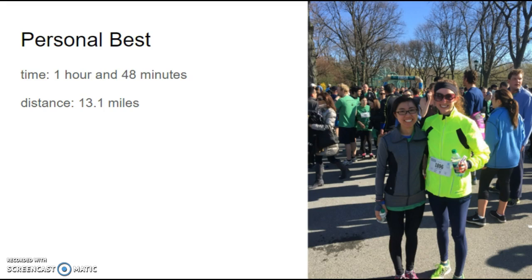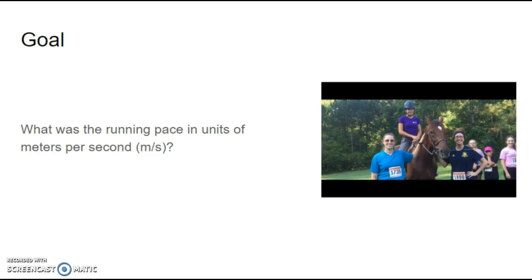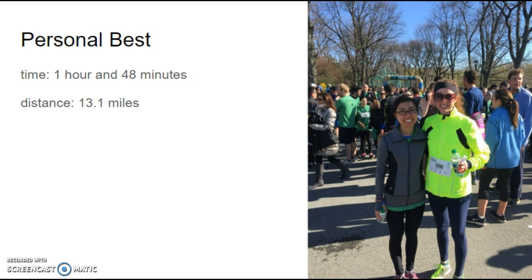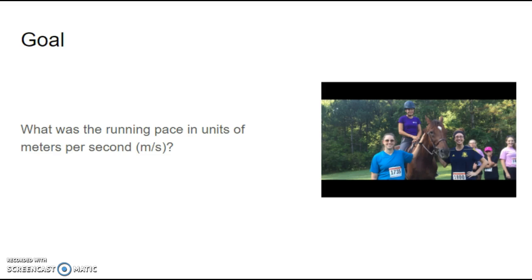So let's say that I had a personal best race. I ran a race in 1 hour and 48 minutes and covered 13.1 miles. And I want to know my running pace in units of meters per second. So again, my current units for time are 1 hour and 48 minutes, and the units for my distance are in miles, so 13.1 miles. But I want my goal answer to be a pace in meters per second.